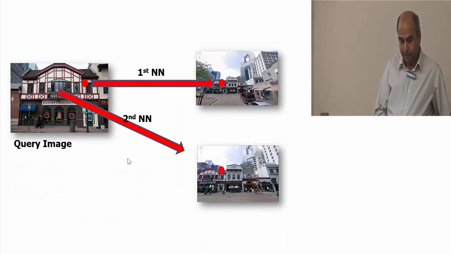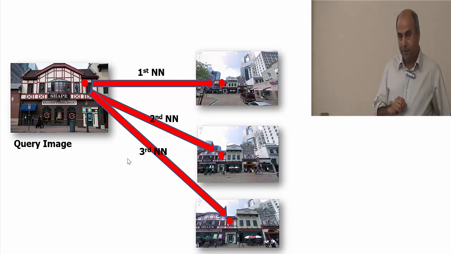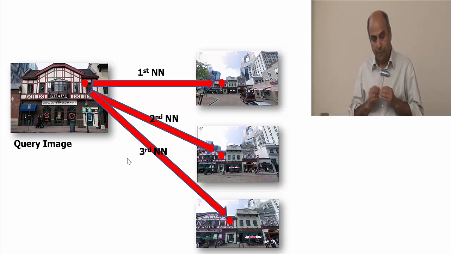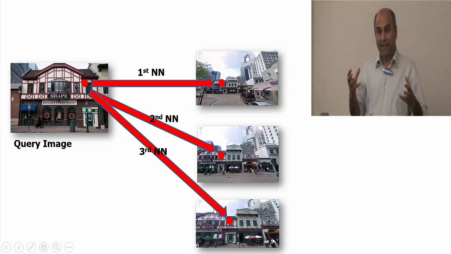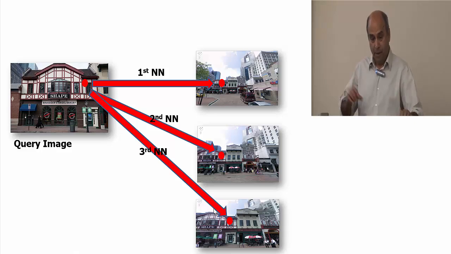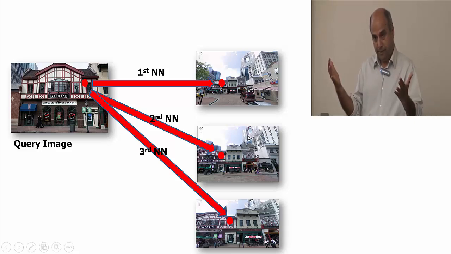So for each point in the input, we'll find out what's the best match. For the next one, what's the best match? Ultimately, what's going to happen is that each match will give a vote. Suppose 15 points match somewhere in this image, 2 points match here, 10 points match here. So we say the majority of points from this input image match this image, we'll say that's a match.